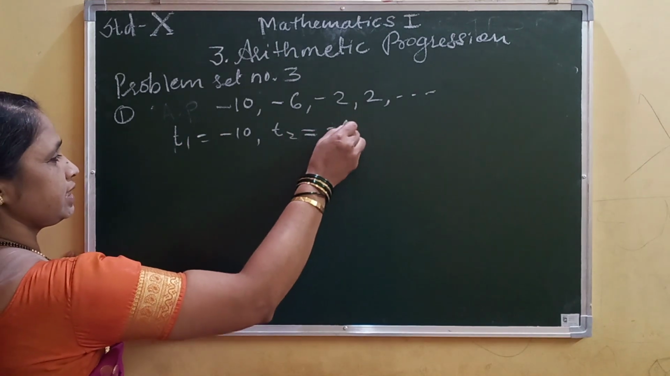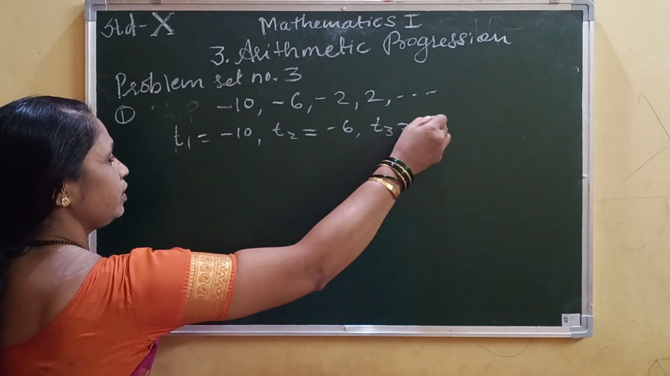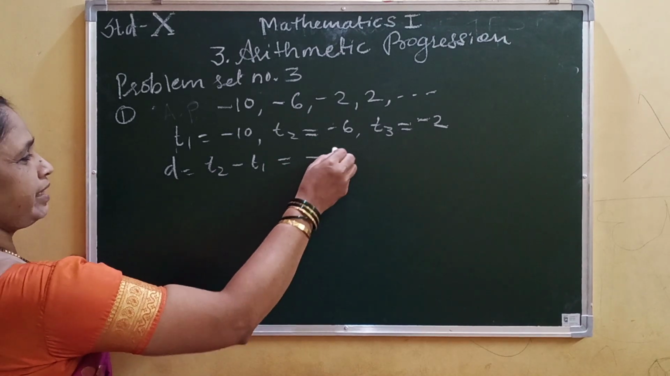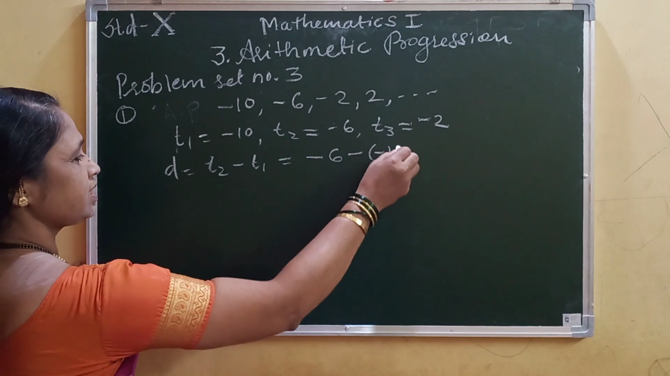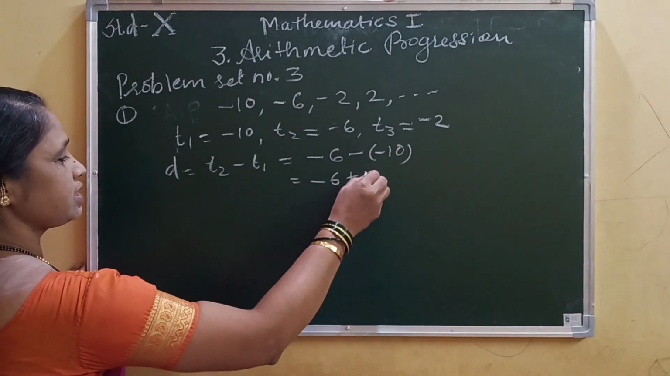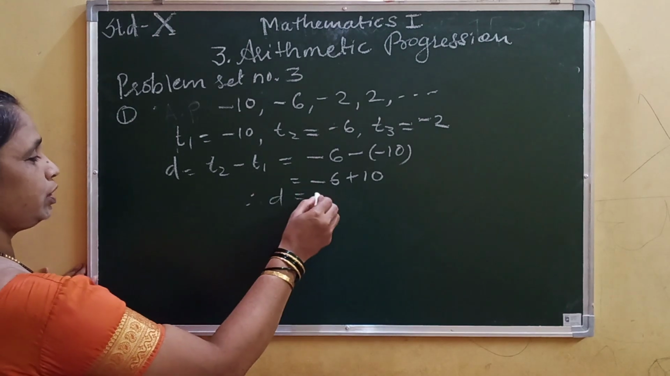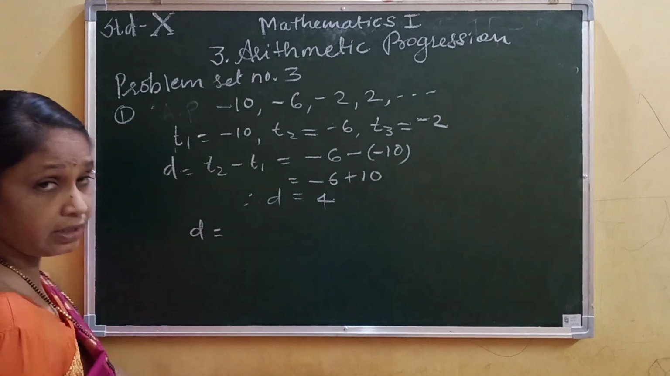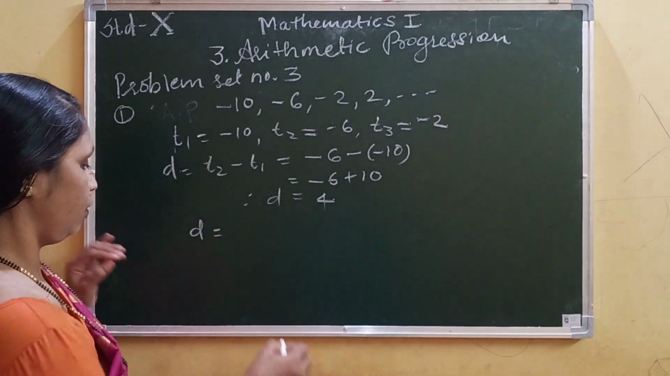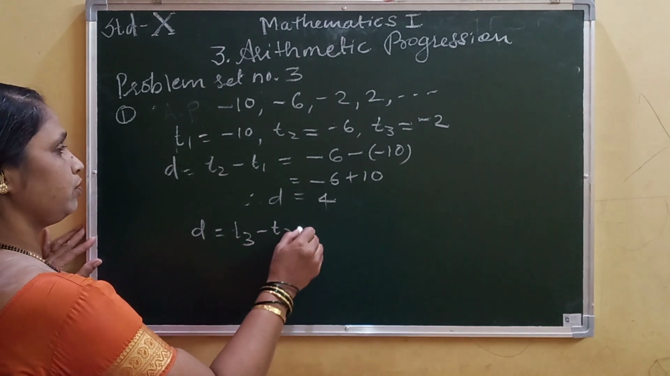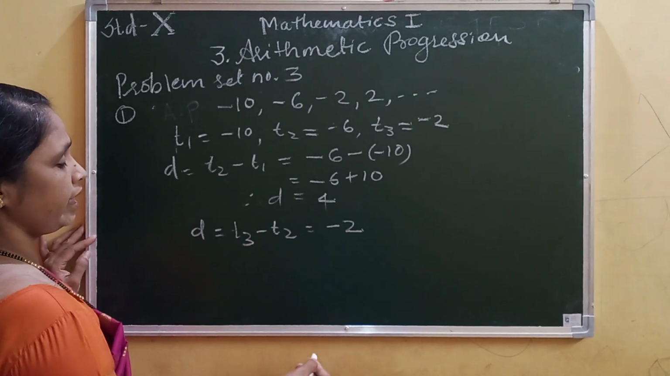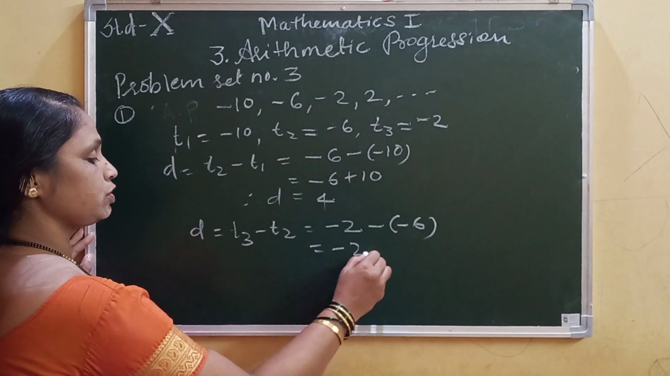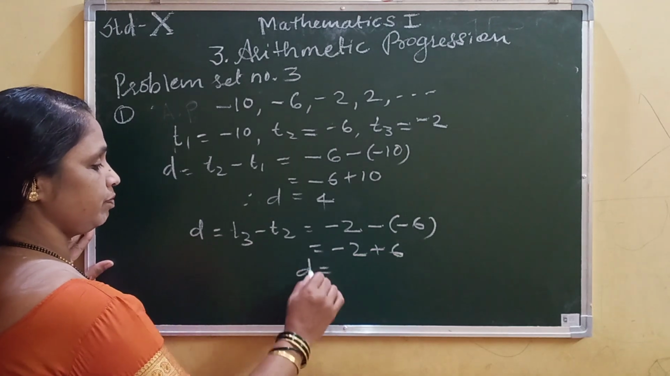to -6 and T3 is equal to -2. So D is equal to what? T2 minus T1 means -6 minus (-10) means it will be -6 plus 10. So therefore D is equal to 4. Okay. Now next you have to see the other terms also, whether it comes same or not. So T3 minus T2. Now T3 is what? -2 and T2 is what? -6. So it will be -2 plus 6 means D will be equal to 4.